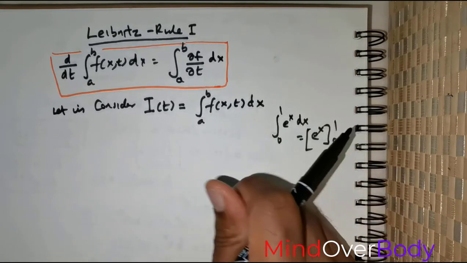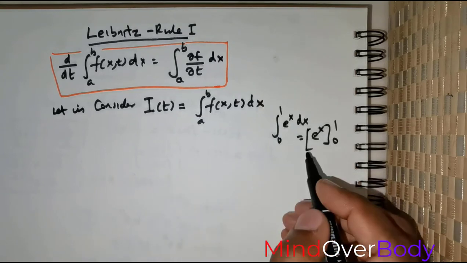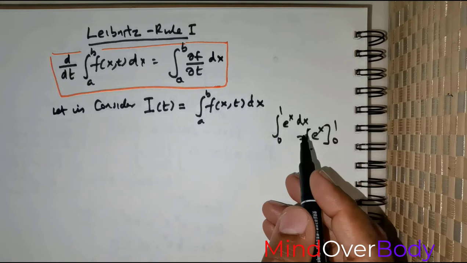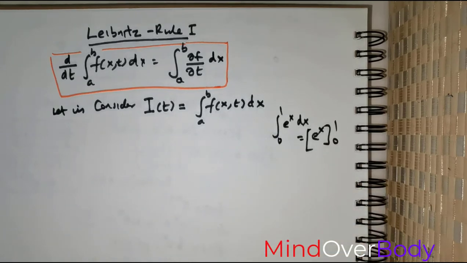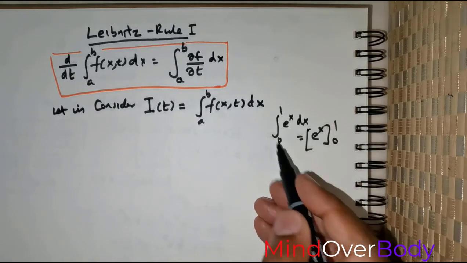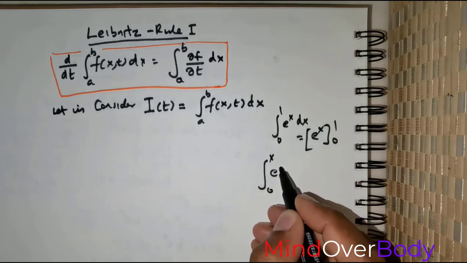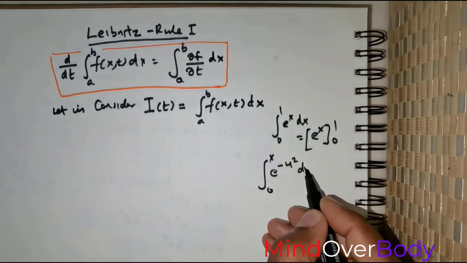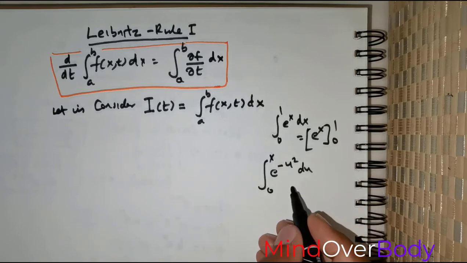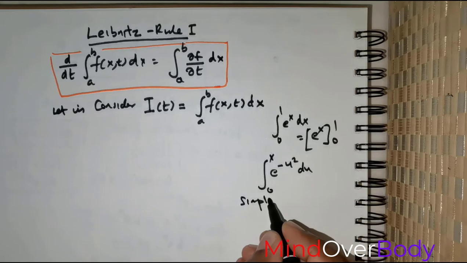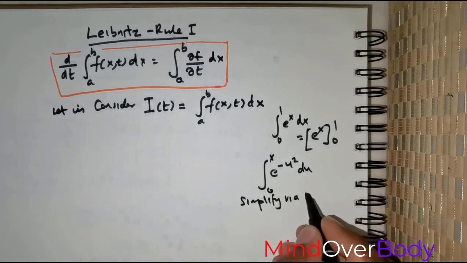This is always possible. But if in case this is a little bit changed, say for example, let me give you this illustration. Instead of this, if we were to be given say 0 to x e raised to the power of negative u squared times du, you cannot simplify this using elementary functions.